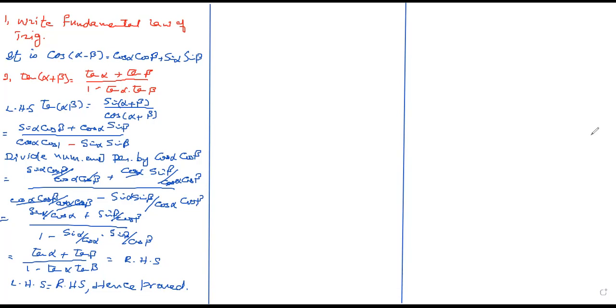The next one is, show that sine pi by 2 plus alpha equals cosine alpha. And I will teach you one more thing here. Just take the left hand side as well, sine of pi by 2 plus alpha, using the formula for sine alpha plus beta.